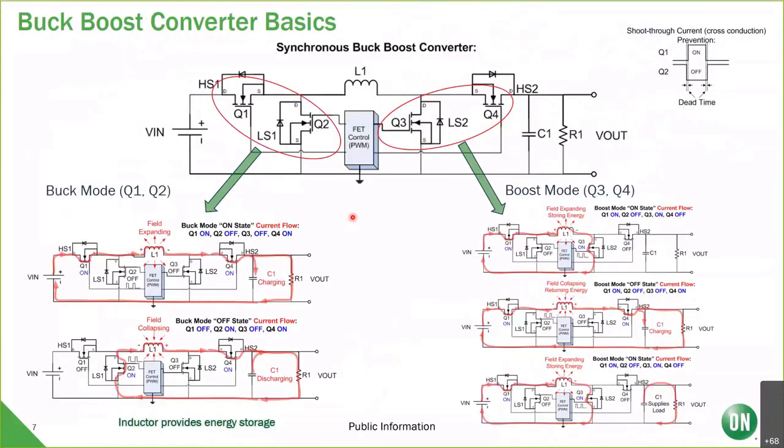Put them together, we have a buck-boost. Now we have FET control with 4 FETs. The 2 FETs on the left, Q1 and Q2, are responsible for buck mode, and you'll see the resulting current flow. And then on the right, you have Q3 and Q4, and the resulting current flows, and that's the boost mode. So we also have the shoot-through prevention as well. We want to make sure we don't do shoot-through between Q3 and Q4, and we don't want to do shoot-through between Q1 and Q2.